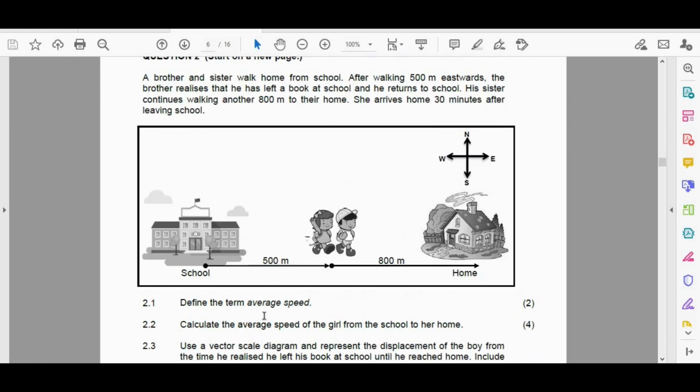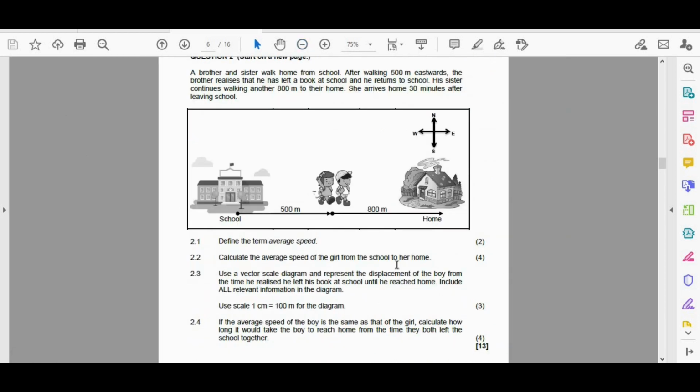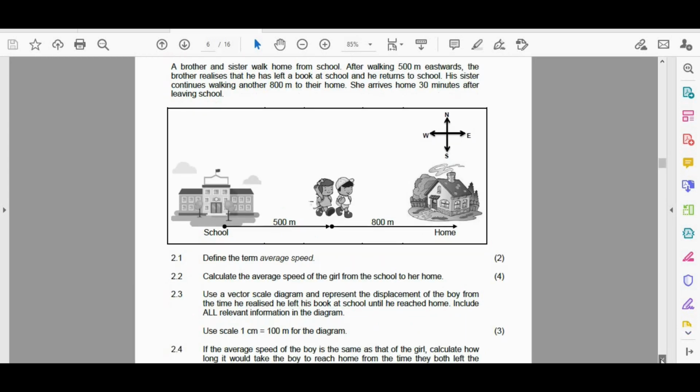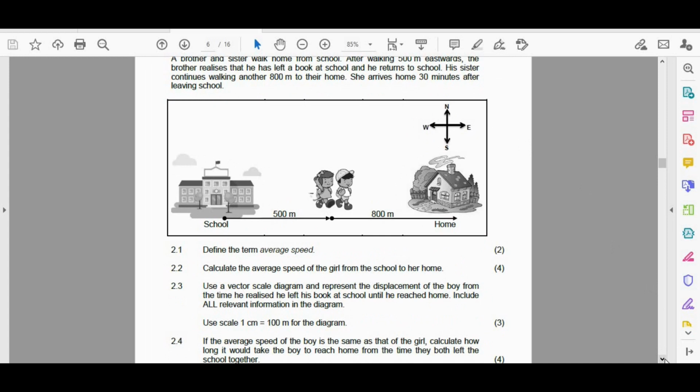So the question that I want to focus on, if I just zoom out slightly, is question 2.3. It says: use a vector scale diagram and represent the displacement of the boy from the time he realized he left his book at school until he reached home. Include all relevant information in the diagram. So this is a normal vector diagram that we learned last week. Use the scale 1 centimeter equals 100 meters for the diagram, and that's for 3 marks. So let's take about 3 minutes, draw this diagram, and then we'll mark it.